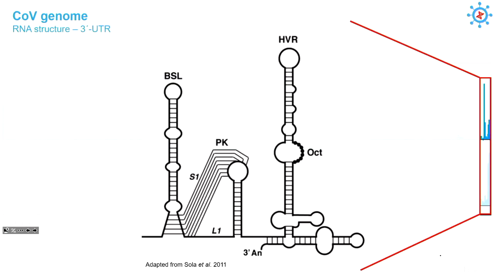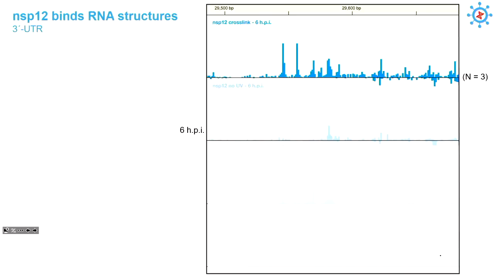In coronavirus, the 3' general organization is conserved. So we have the bulged stem loop, we have the hypervariable region that, as the name indicates, varies a lot, even though it contains the highly conserved octanucleotide sequence. And we have this loop that can form a pseudoknot with the base of the bulged stem loop.